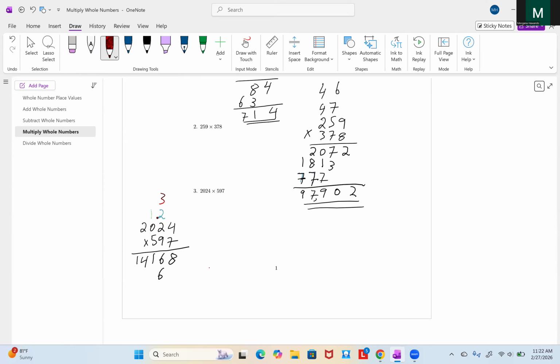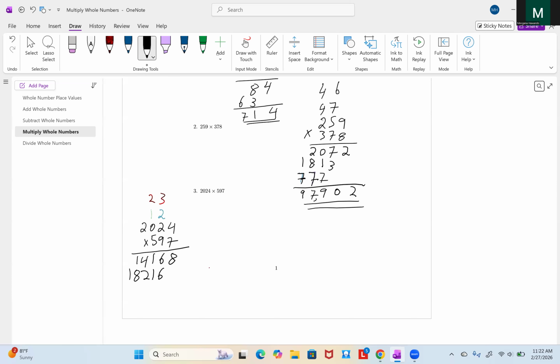9 times 2 is 18. 18 plus 3 is 21. So we put down the 1 and carry over the 2. 9 times 0 is 0. 0 plus 2 is 2. 9 times 2 is 18. So we just put that here.